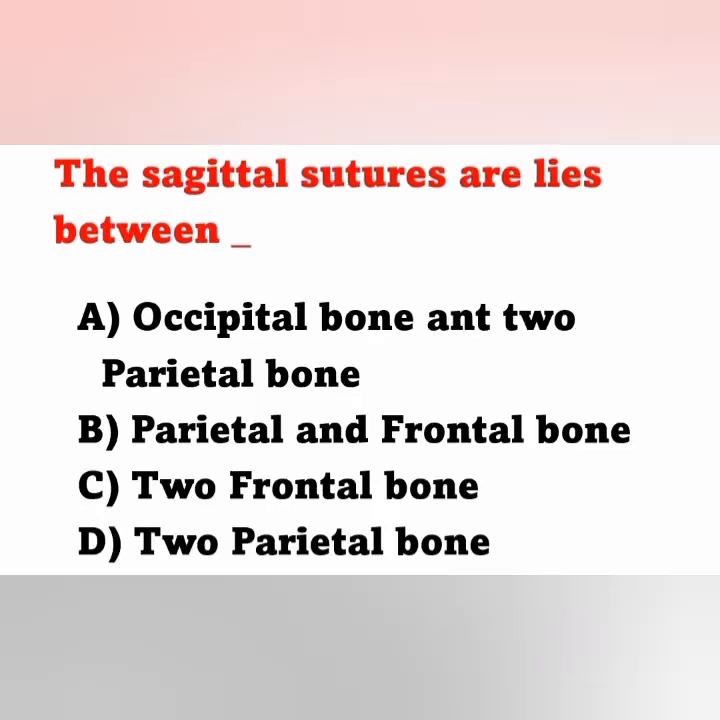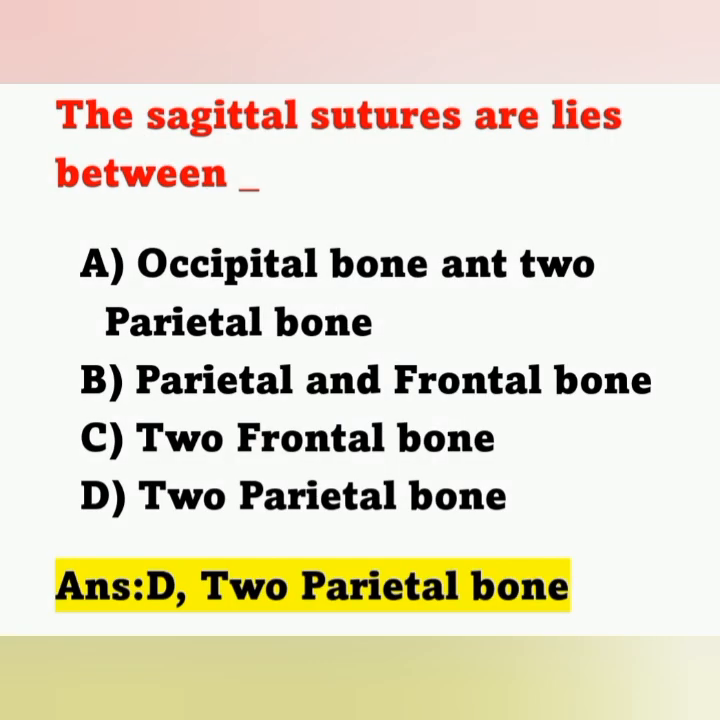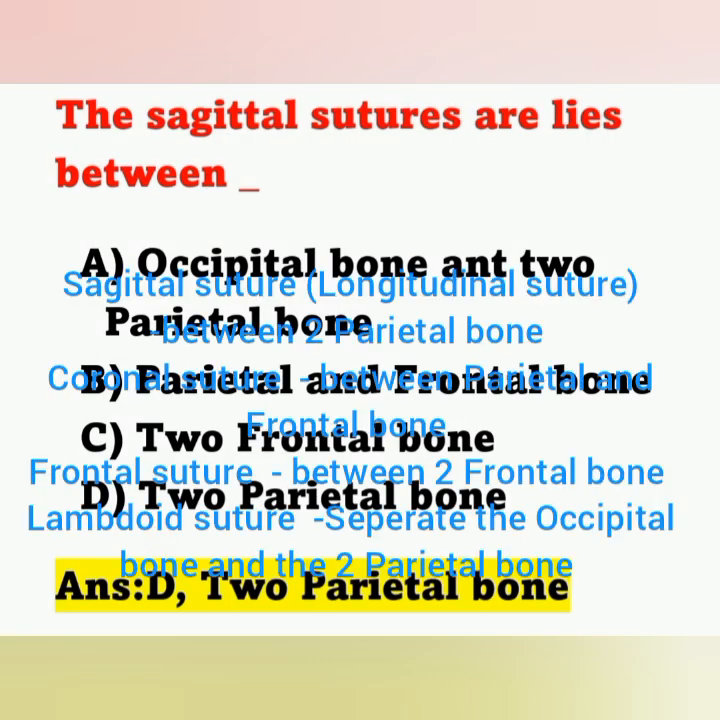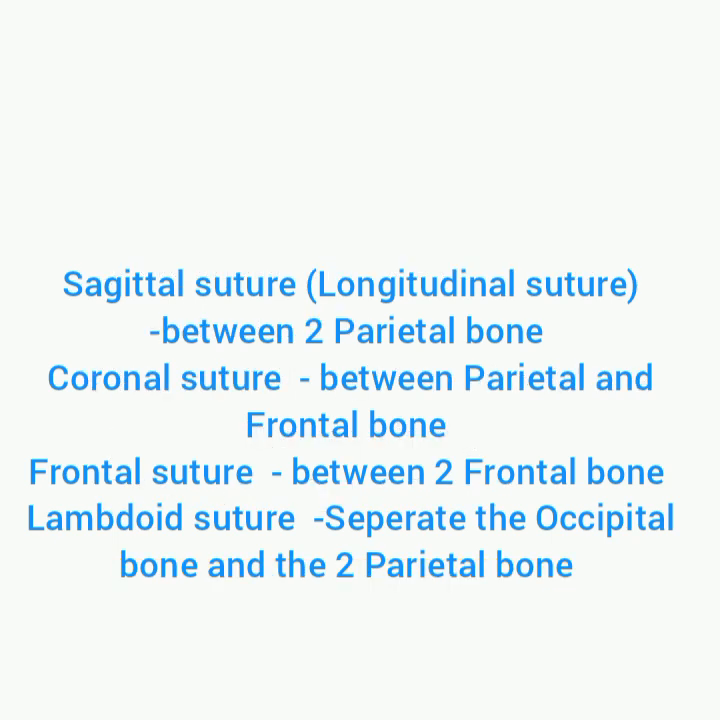The next question: the sagittal suture lies between? Options: A, occipital bone and 2 parietal bones; B, parietal and frontal bone; C, 2 frontal bones; D, 2 parietal bones. The sagittal suture lies between the 2 parietal bones, so option D is the correct answer. The sagittal suture is also known as the longitudinal suture.